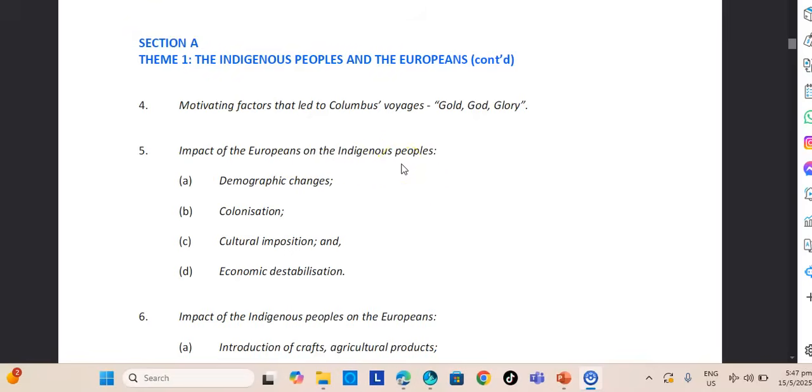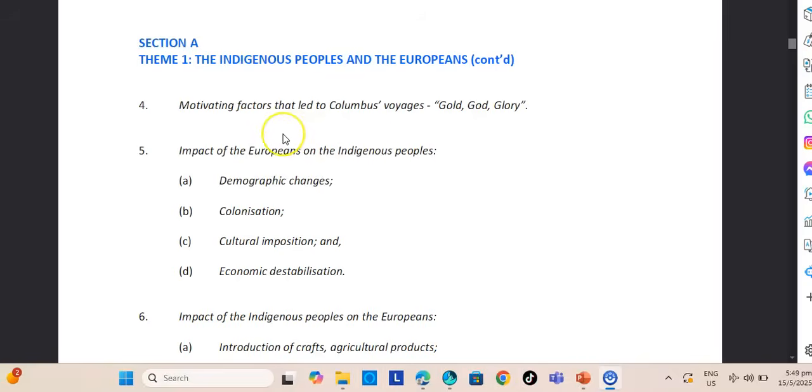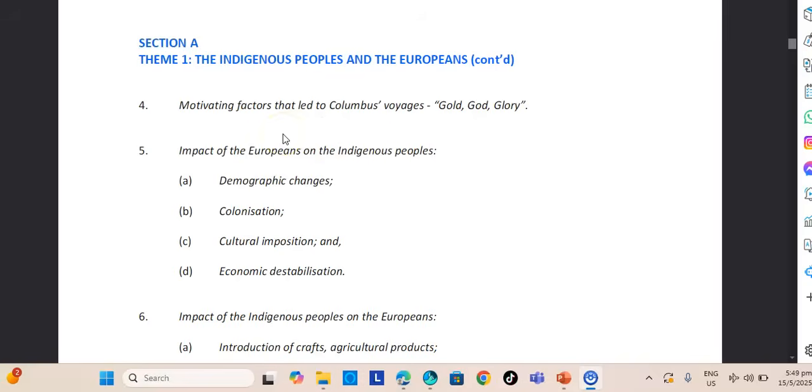So if you're asked to write about the impact of the Europeans on the indigenous peoples, these are some of the points that should be coming out in your answer. You should be talking about colonization, cultural imposition, demographic changes, economic destabilization, and all of that. Now, the first one we're going to look at is what impact the Europeans had on the indigenous people in terms of demographic changes.